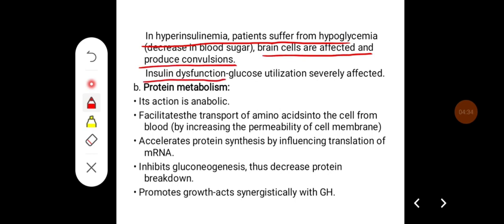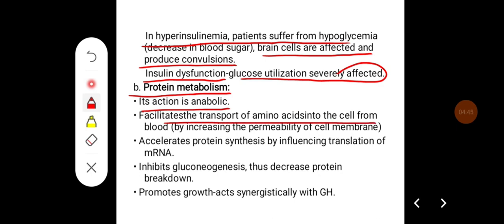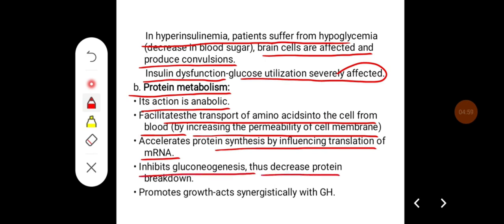In insulin dysfunction, glucose utilization is severely affected. You see its effects on protein metabolism. Its action is totally anabolic. It facilitates the transport of amino acids into the cell from blood by increasing the permeability of the cell membrane. It accelerates protein synthesis by influencing translation of mRNA. It inhibits gluconeogenesis, thus decreasing protein breakdown, and it can promote growth. It acts synergistically with growth hormone.